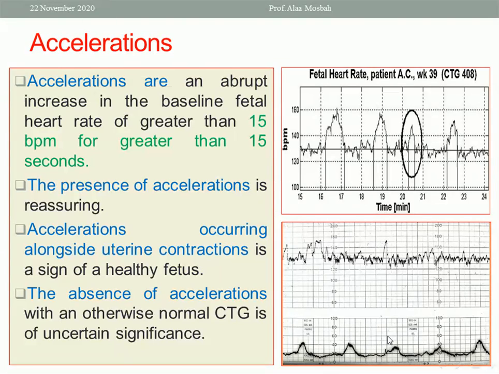What about if it is absent, if the CTG has no acceleration, but other items in the CTG are normal? Then it is of no significance, no abnormality, okay? So long as the other parameters are normal, it's okay. Its presence only gives me an idea that the baby is healthy, and it is a good sign, specifically if it happened during uterine contraction.